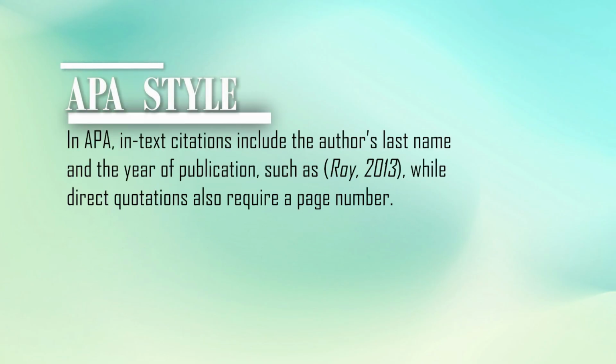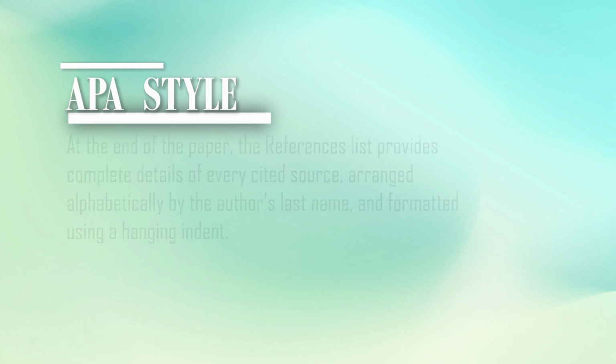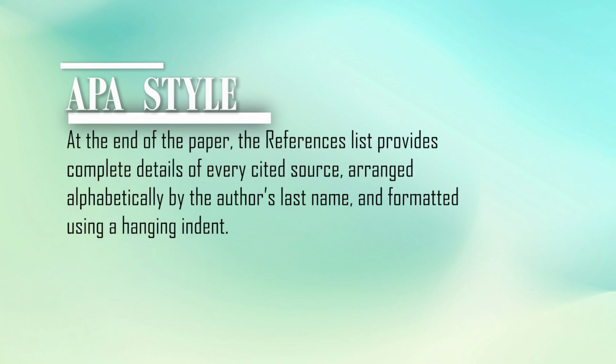On the other hand, in the APA, American Psychological Association, referencing style, the in-text citation includes the author's last name and the year of publication, while direct quotations also require a page number. At the end of the paper, the reference list provides complete details of every cited source arranged alphabetically by author's last name and formatted using a hanging indent.